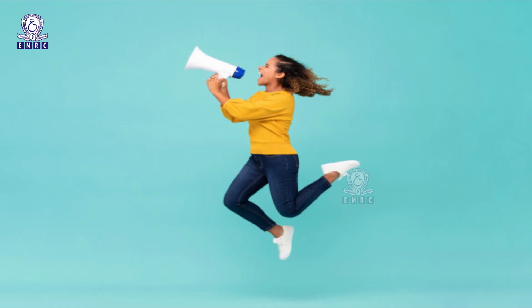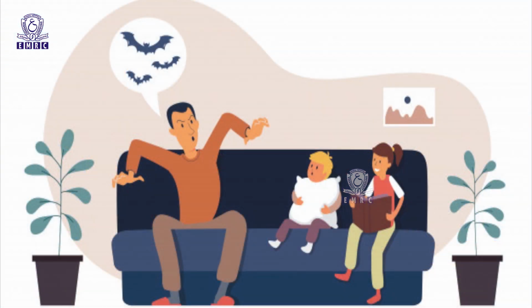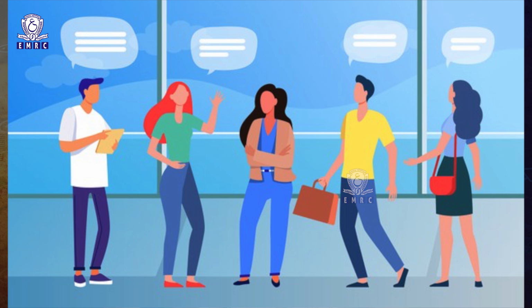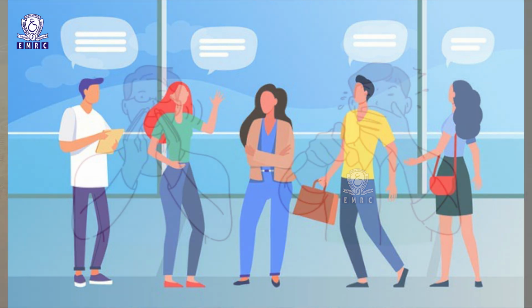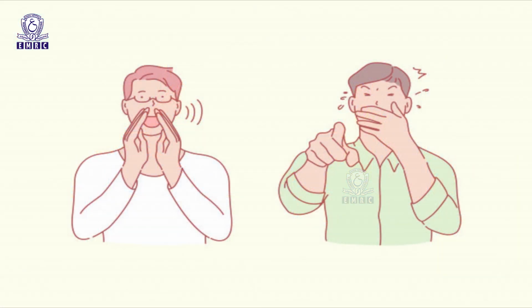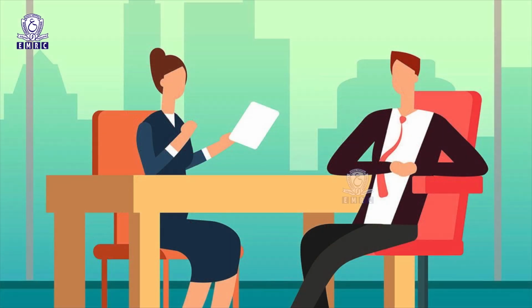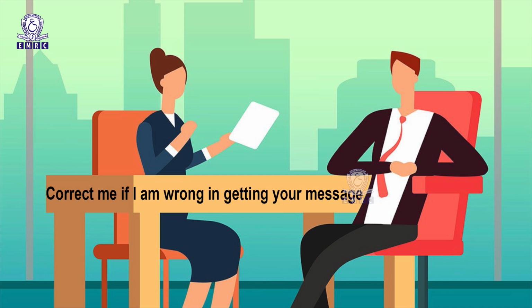In verbal communication, it is always recommended to clarify the message, reflect and communicate the understanding back to the receiver to clear the air for misperception. One can use phrases like, did I hear you right? Is this what you mean? I understood that. Correct me if I am wrong in getting your message, and so on.